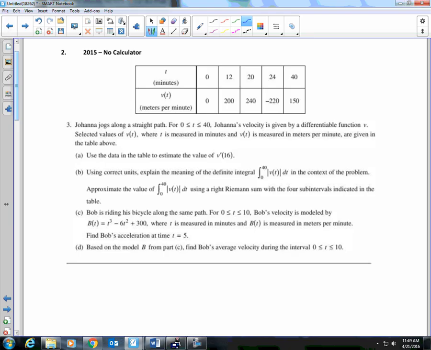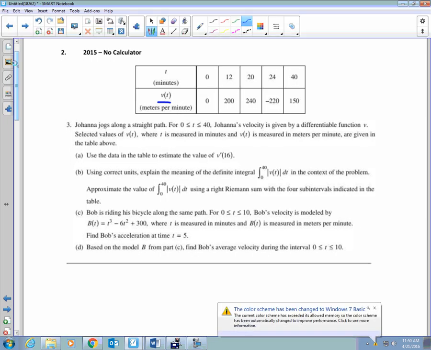Johanna jogs along a straight path. Johanna's velocity is given by the differentiable function v. So are we given the velocity function or the position function? Velocity function. So we are given a derivative. That's what you need to think about, okay? Selected values of v of t are measured in minutes. V of t is measured in meters per minute. It's given above. Use the data in the table to estimate v prime of 16.